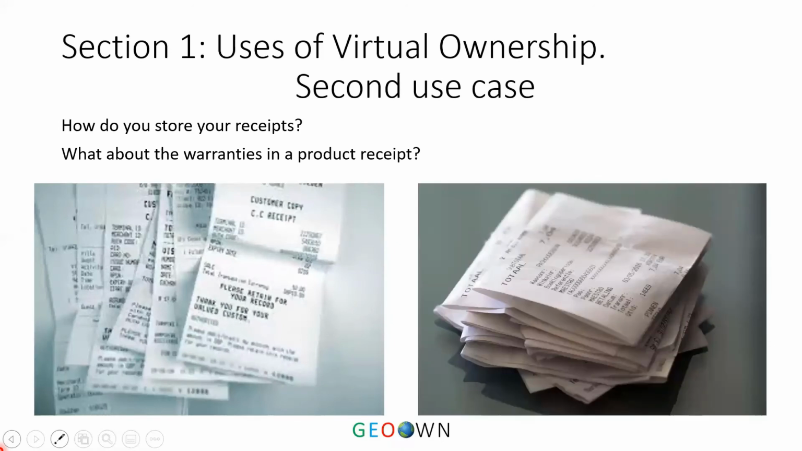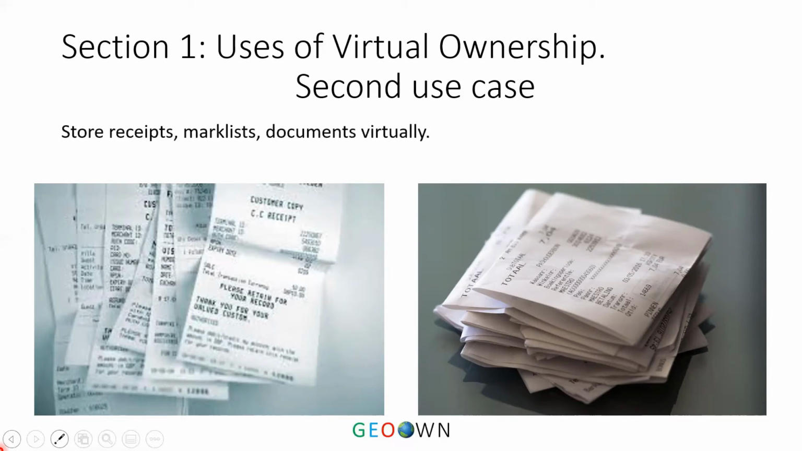What about warranties in a product receipt? How easy is it to find it when you need it? On Geon, you can store receipts, warranty lists, certificates, and medical documents, and never face the question again, where did I keep my receipts?